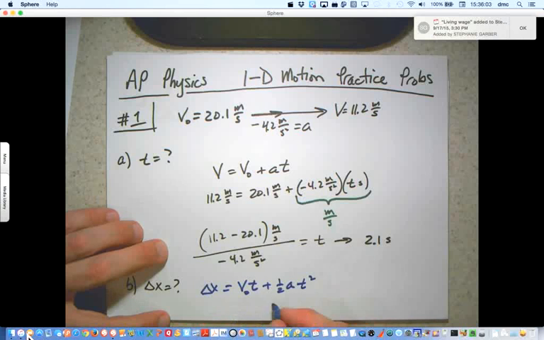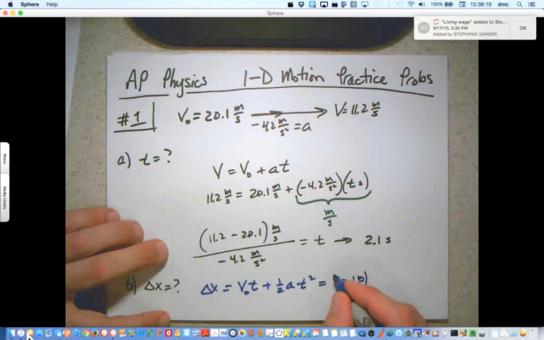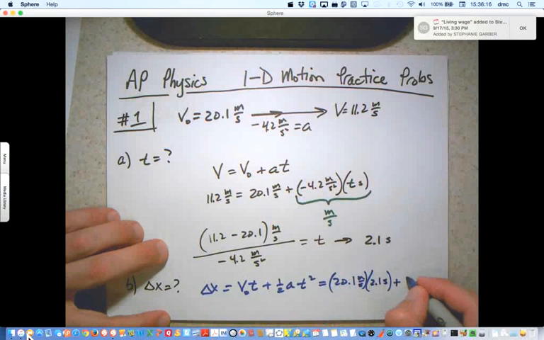And for this, we would use 20.1 meters per second times 2.1 seconds. Notice that gives us meters, plus 1/2 of negative 4.2 meters per second squared, and we multiply that by 2.1 seconds squared. And you'll notice we have seconds squared divided by seconds squared, so that divides out. So we're going to end up with meters, and meters get to give us meters.